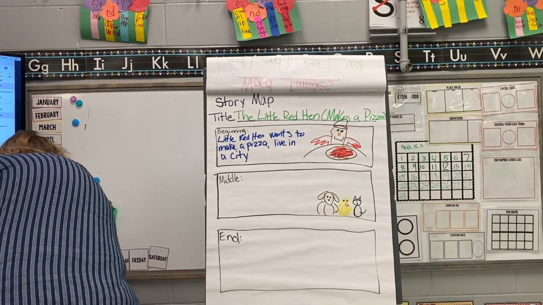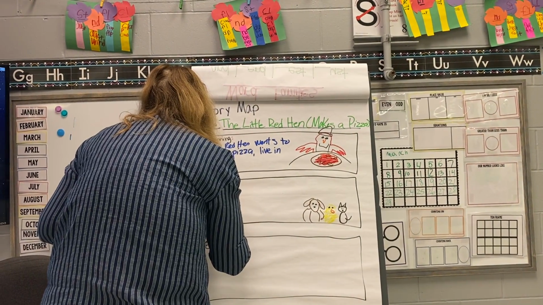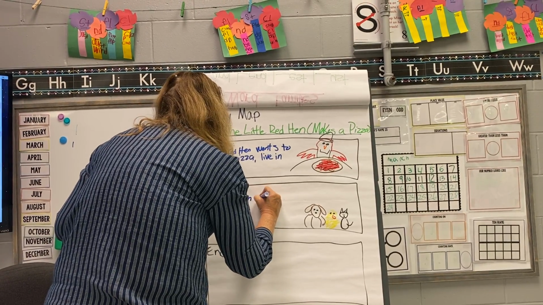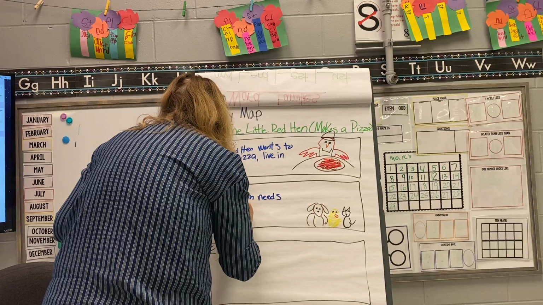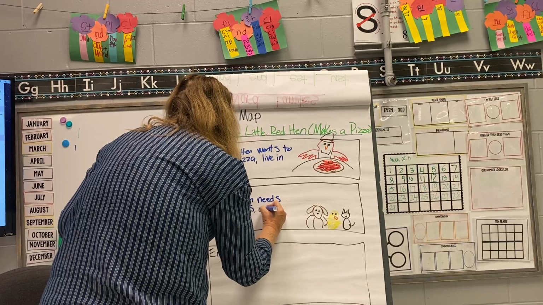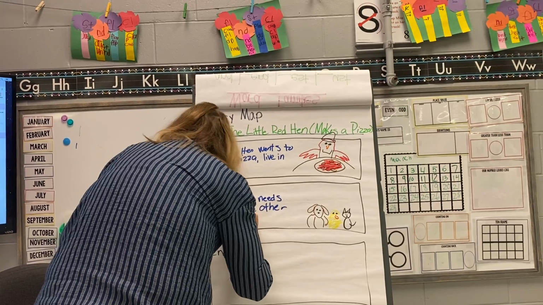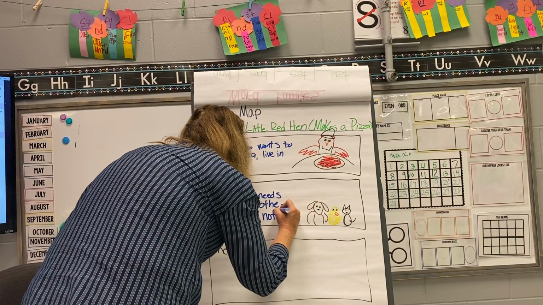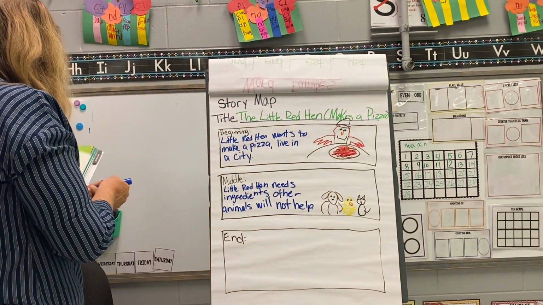So she needed the ingredients. So let's just write that. The little red hen needs ingredients for what? To make the pizza. And the other animals, I'm just taking notes, the other animals will not help, right? The other animals will not help.